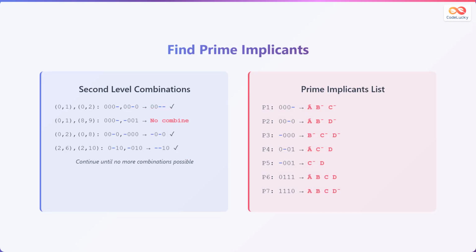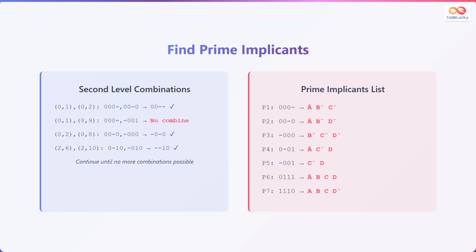Moving to the next level of combinations, we again apply the same rules. The combination of 0,1 and 0,2, which are 000- and 00-0, yields 00--. It is not possible to combine 0,1 and 8,9, which are 000- and -001. The combination of 0,2 and 0,8, which are 00-0 and -000, yields -0-0. Also the combination of 2,6 and 2,10, which are 0-10 and -010, yields --10. We continue this process until no more combinations are possible.